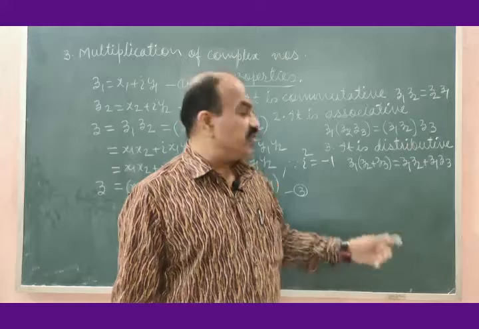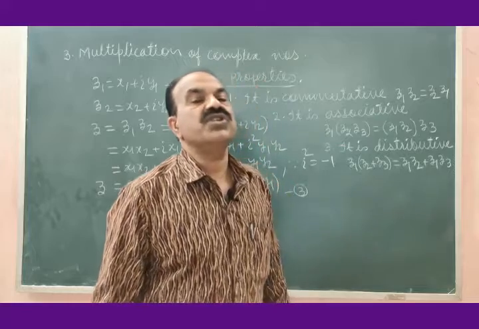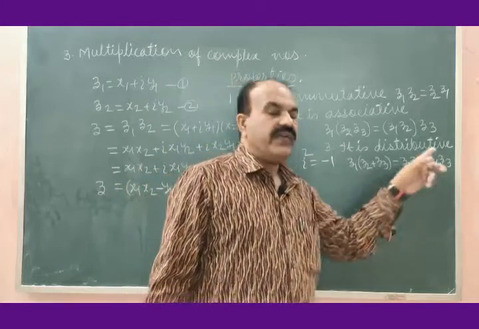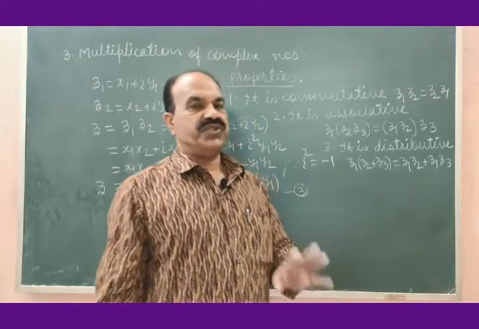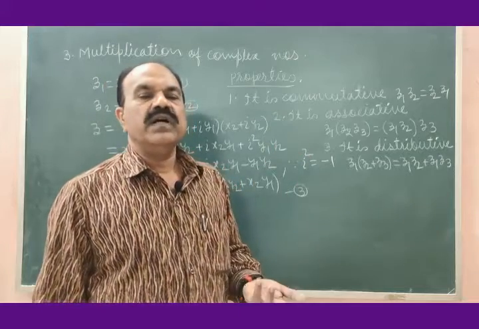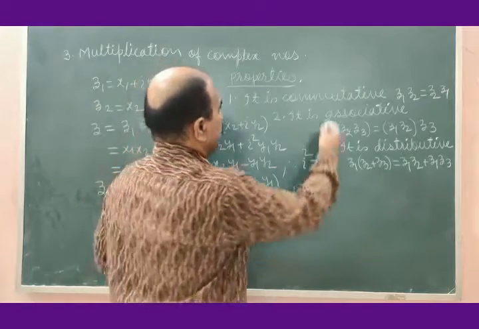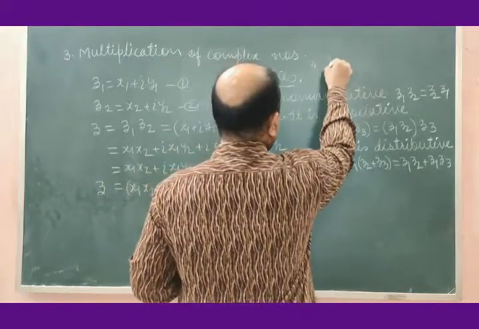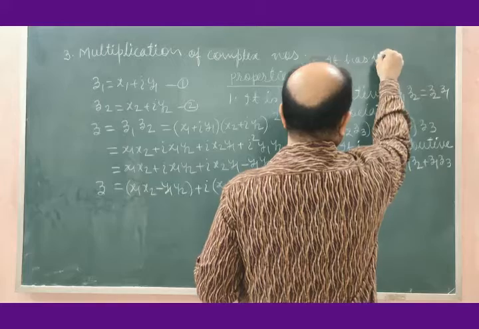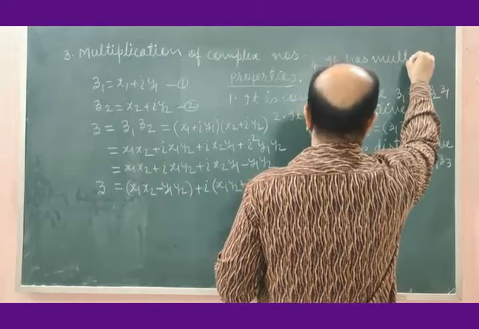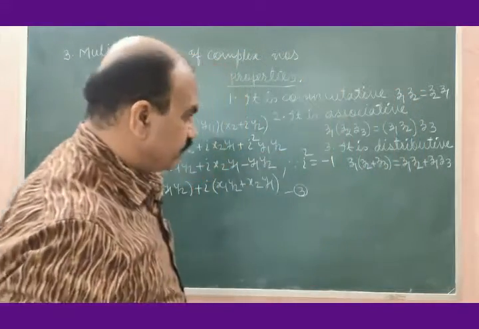And how it is distributive? This way. This is the mathematical expression which shows distribution. This way the product of multiplication is distributive. The third property of multiplication or product of complex numbers. The fourth property. Let me write it here. The fourth one.